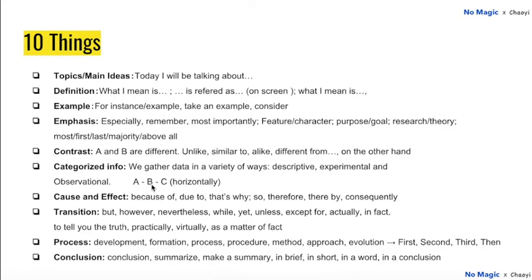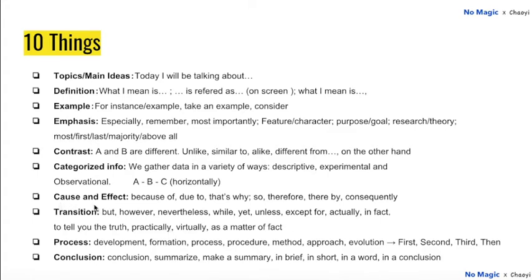Always list the categorized information horizontally, because the professor is going to provide more information and more detail about each of these categories. So more information will be built underneath each category. If you write the names of those categories horizontally, you can easily add information underneath each category.